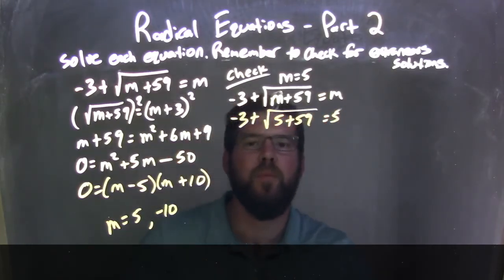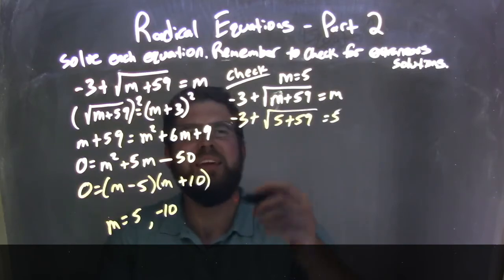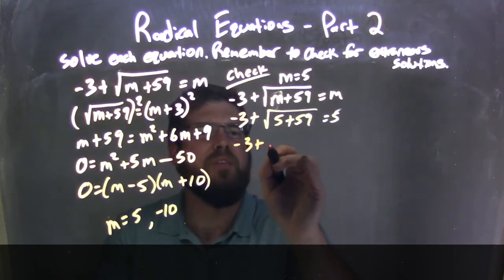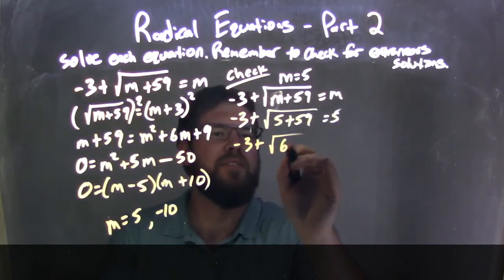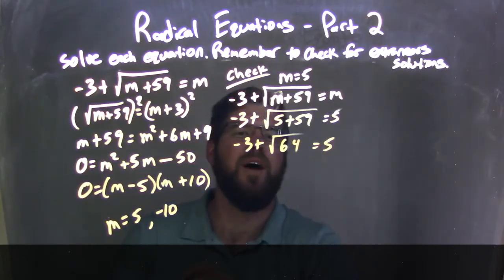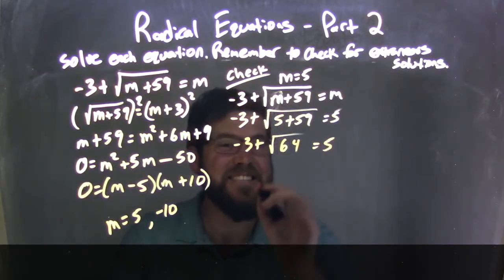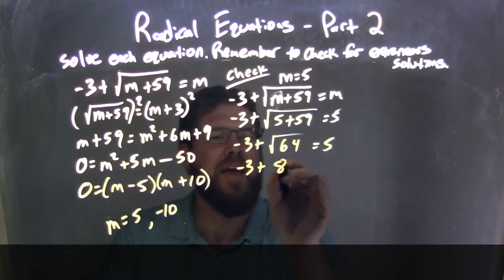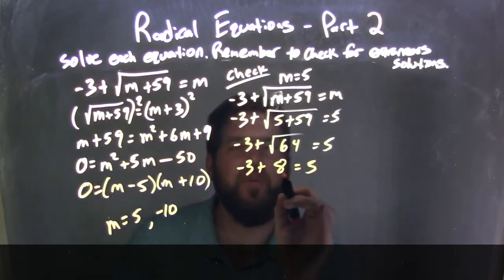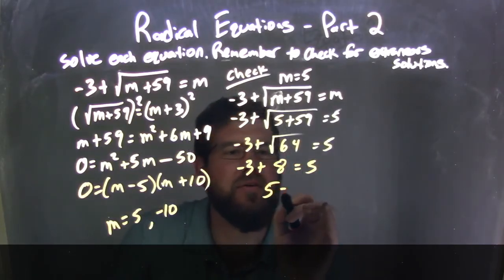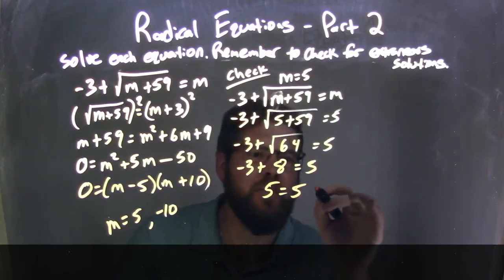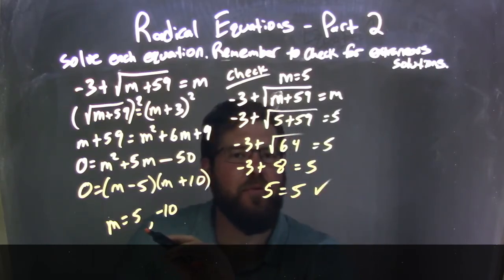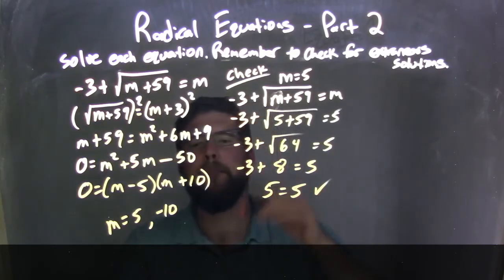Okay. From there, simplify. Negative 3 plus square root of 59 plus 5, which is 64. The square root of 64 is just 8. So we're left with negative 3 plus 8 equals 5. Negative 3 plus 8 is a positive 5. So 5 does equal 5. Fantastic. Makes 5 a true solution. It's not extraneous. But let's try negative 10.